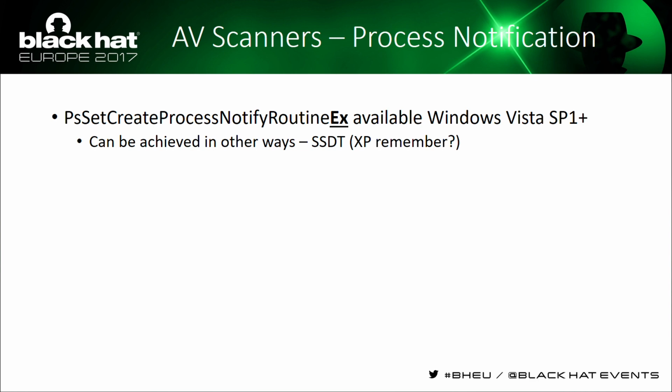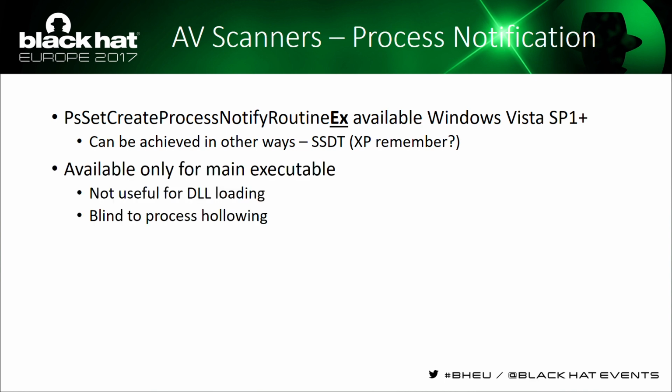It's important to know that this routine is available from Windows Vista and on, in the version that can block. In previous Windows versions, there were other ways to intercept the execution, and the blocking version is not available for DLLs. It's only available for the main executable. And of course, as I said, there is blind process halting, which happens after the execution, and there's nothing that can be done at this point.